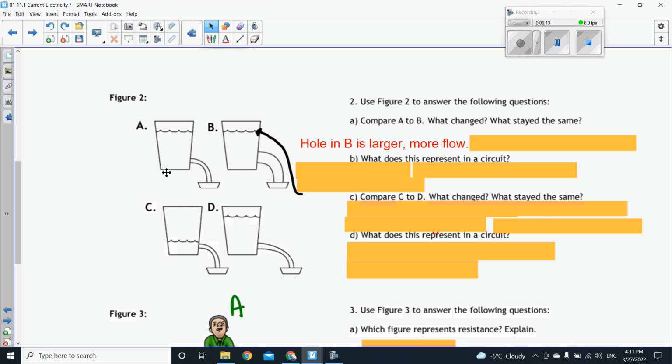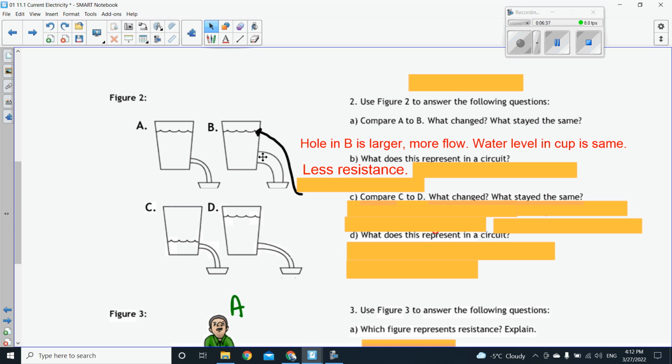If there was a cup filled with water, with a little hole at the bottom of this one but a bigger hole over here, hole B is larger, which means that more water flows through. What we notice is that the water level is the same in both cups. So what does this represent in a circuit? It represents, in B, less resistance because hole B is larger. This also means that when there's less resistance, the current or the flow increases.